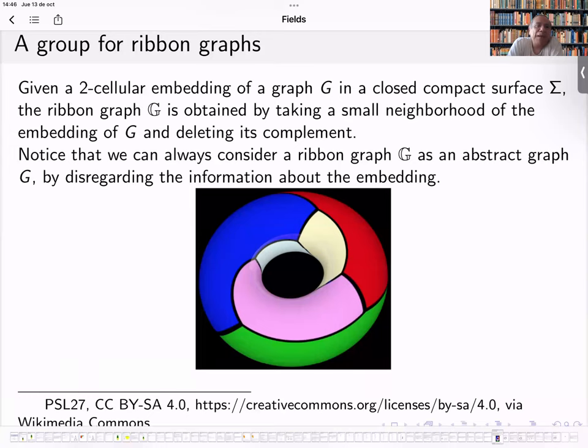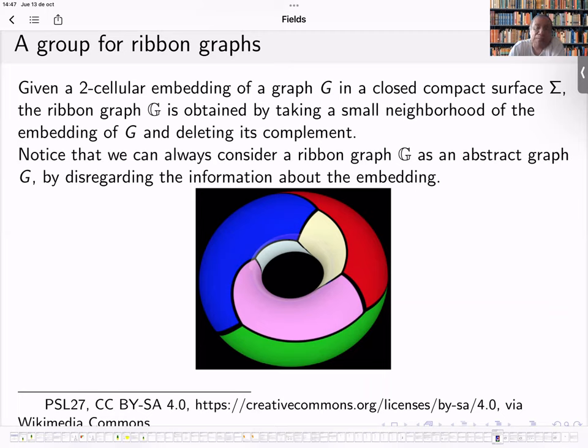A ribbon graph is a two-cellular embedding of a graph G in a closed compact surface. You take a small neighborhood of this embedding and delete the complement. The result has disks as vertices and, as edges, things topologically like disks, but you look at them as ribbons. These are ribbon graphs. Of course, there's a formal definition, and you can always consider the abstract graph given by the ribbon graph.